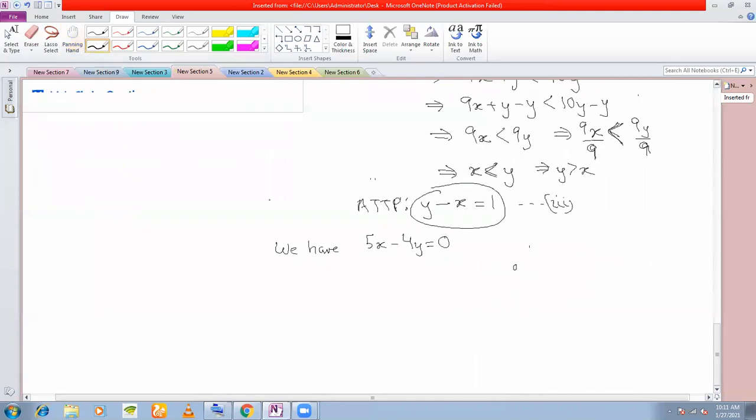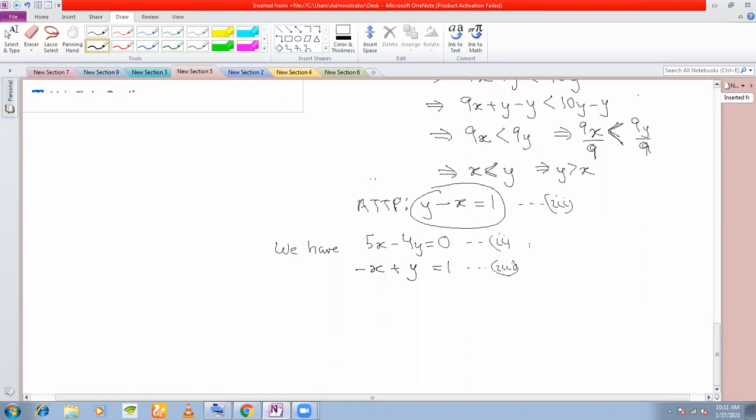And you also have y minus x is equal to 1. This is equation number 2, and this is our equation number 3. Okay. So by elimination method, let us eliminate x first. Let's write this as minus x plus y, because x I am writing first. Let's write this minus x plus y is equal to 1.